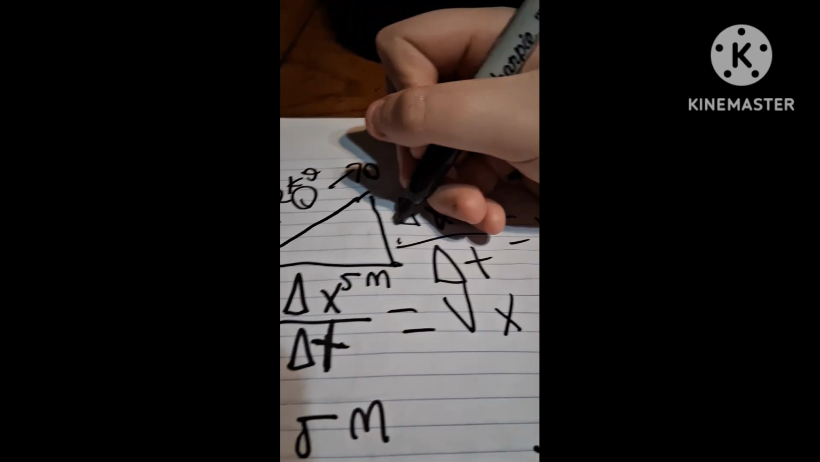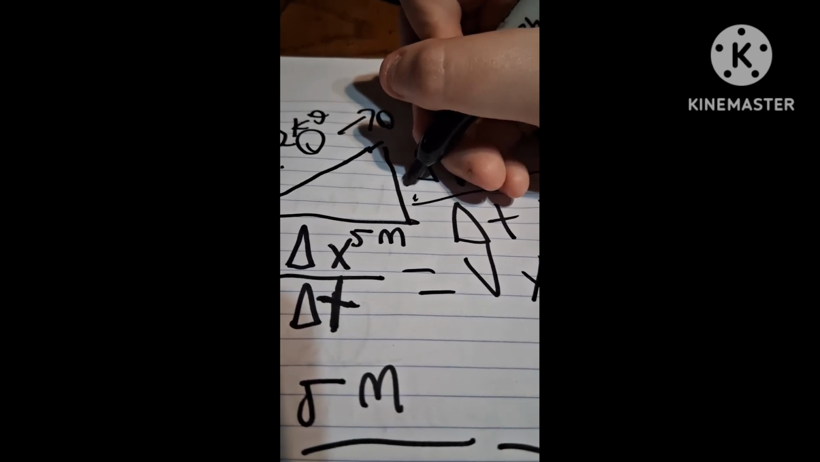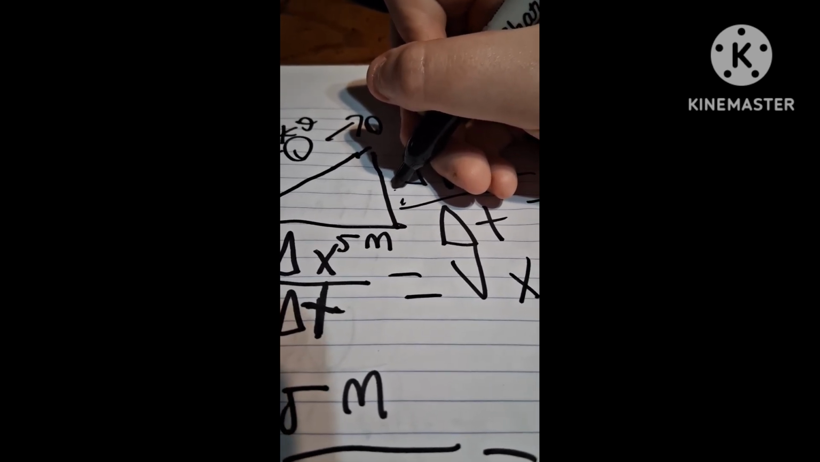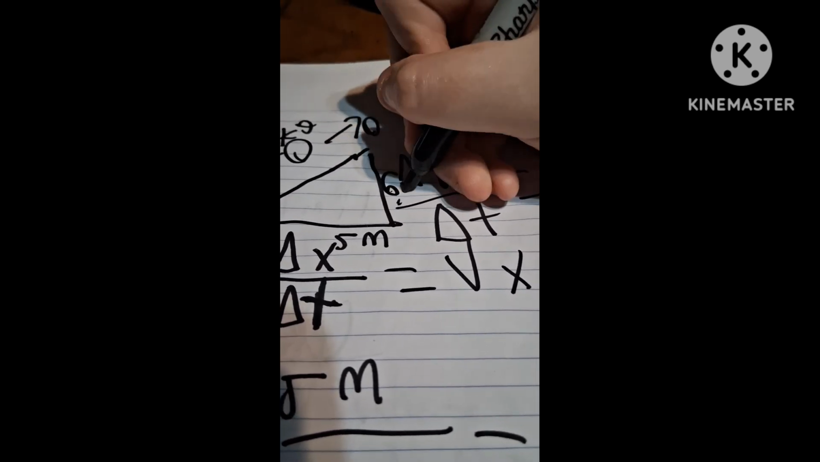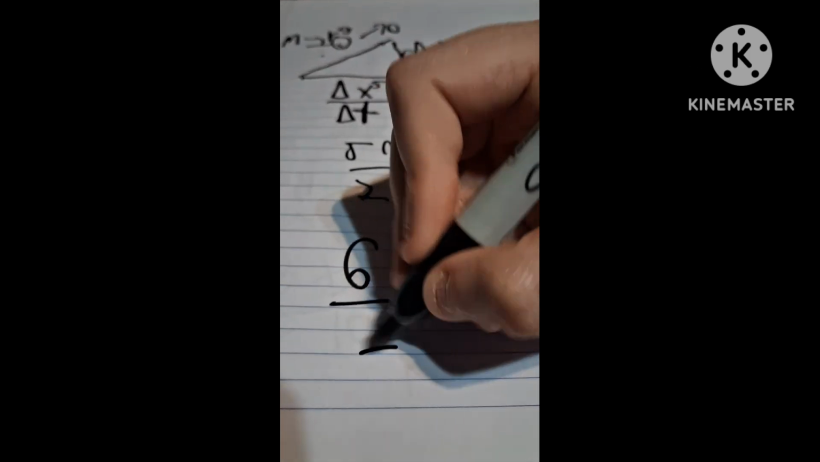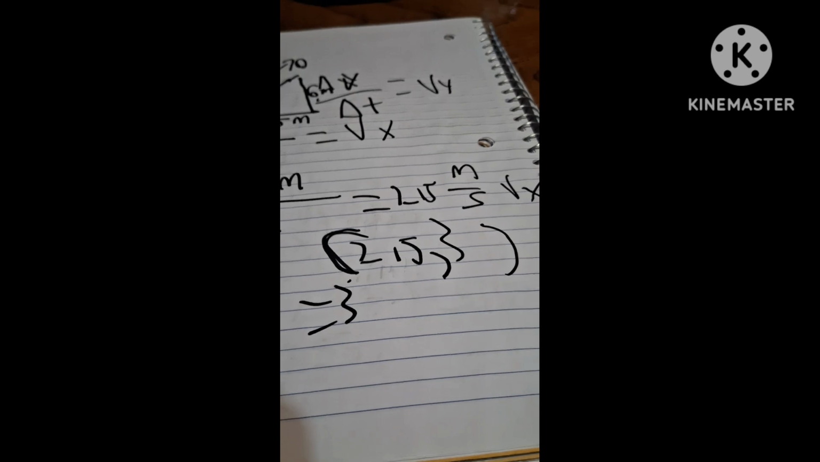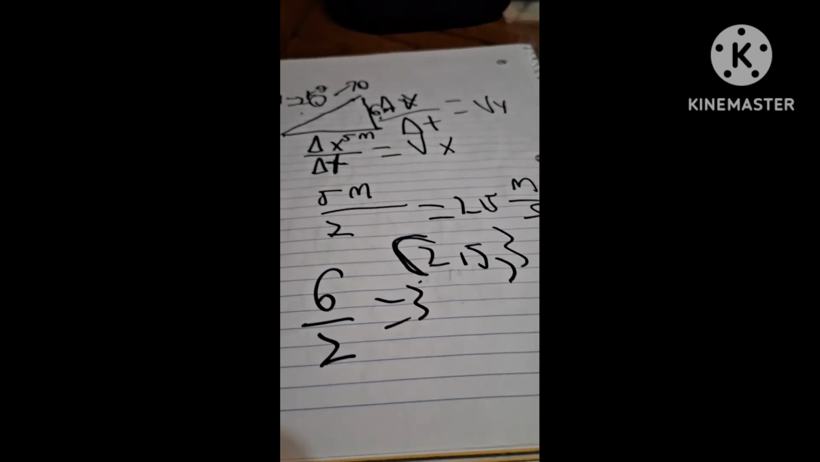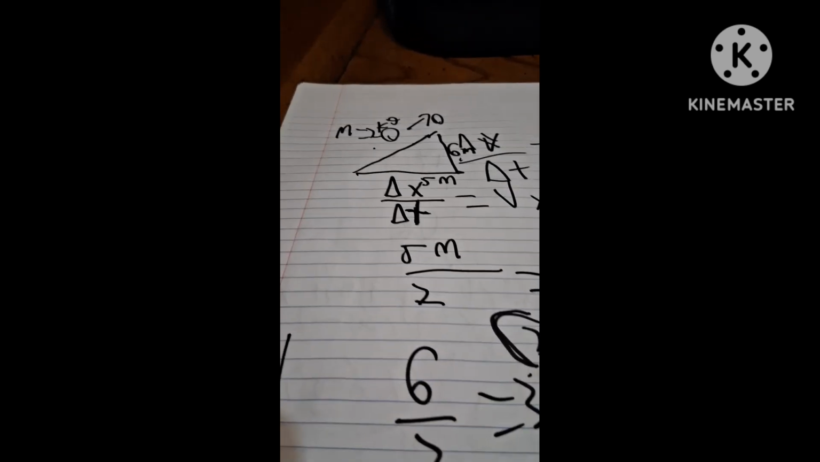So let's say that delta y is equal to, let's say, 6 meters. And then that is the same time. So then that would be 6 over 2, which is equal to 3. And the same math. Then we need to know its momentum for each axis.